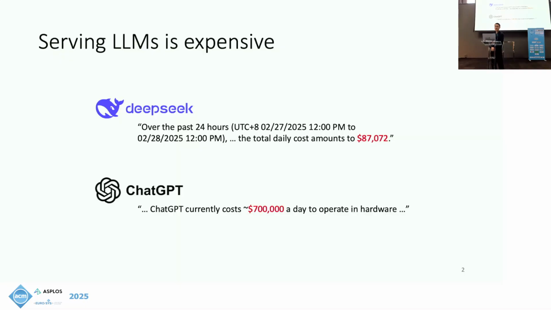So we know that large language models have incredible capabilities, but they are actually very costly to serve. For example, DeepSeek has reported that they cost around $87,000 daily to serve their model. And there was also a report about ChatGPT that estimated around $700,000 of computational resource cost daily. So it is important to reduce their costs in order to make them more widely applicable in practice.